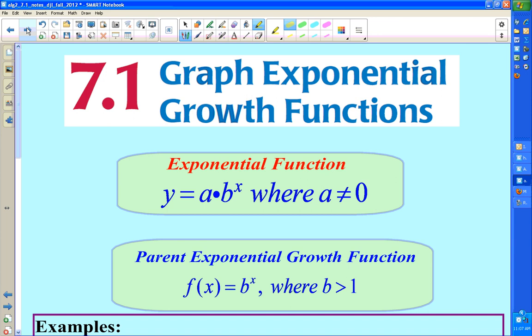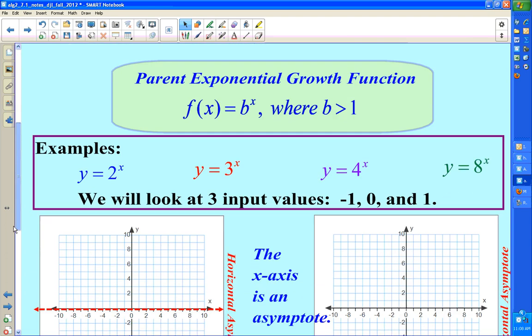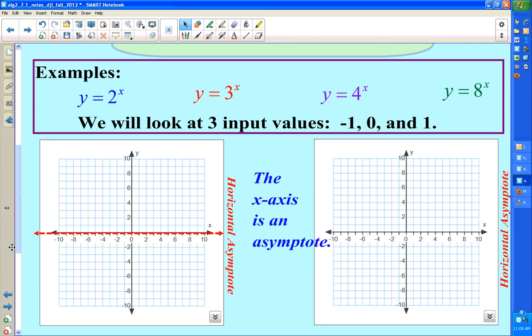Let's take a look at the graph now. y equals AB to the x. We're going to look at this function in general, and then we're going to go back to the parent graph and talk specifically. So I threw 4 functions up here: y equals 2 to the x, y equals 3 to the x, y equals 4 to the x, and y equals 8 to the x.